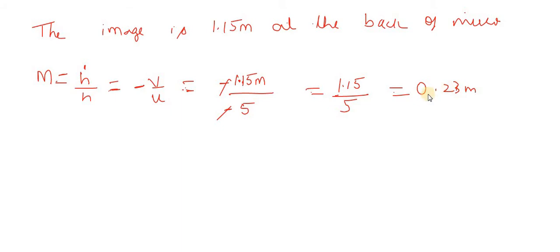If you simplify this, you'll get 0.23. Therefore the nature of the image is virtual, erect and smaller in size. If it is greater than 1, it is an increase; it is smaller than 1, so it is a decrease in the size. So the image is virtual, erect.